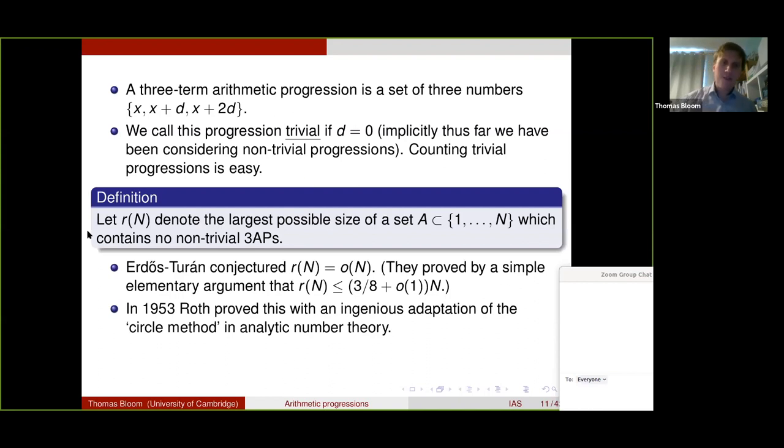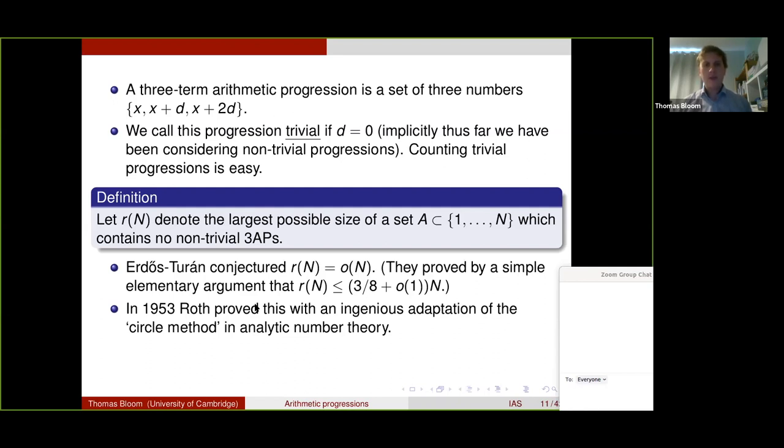It's convenient to have a bit of notation for this. So R of n is the largest possible size of a set in the interval 1 up to n which contains no non-trivial three-term progressions. Using this definition, Erdős and Turán conjectured R of n equals little o of n, for example. And in the original 1936 paper, they proved by a simple elementary argument and case analysis that R of n is at most, say, 3/8 of n, just a demonstration that you can prove something about it quite easily.